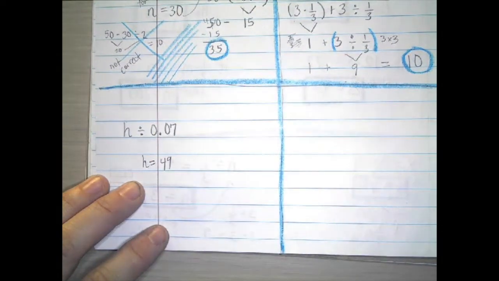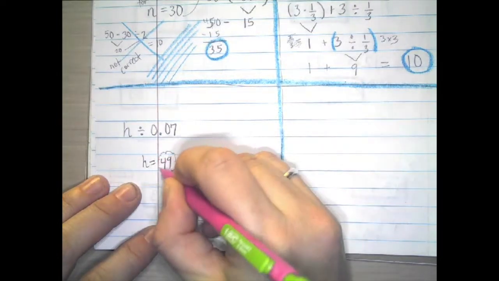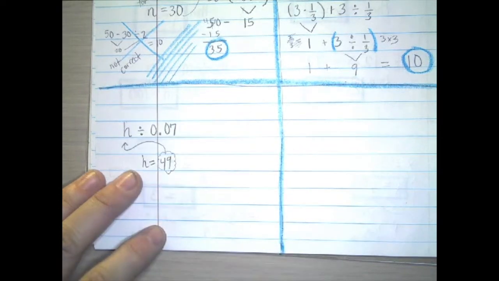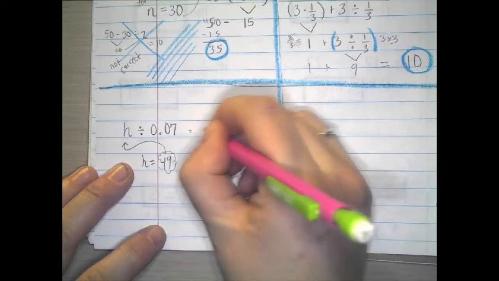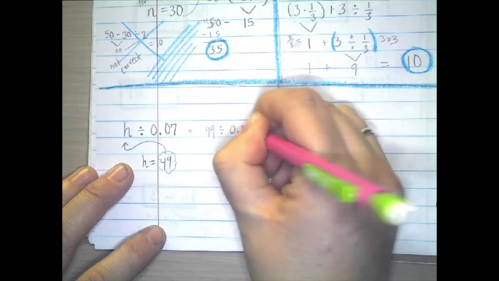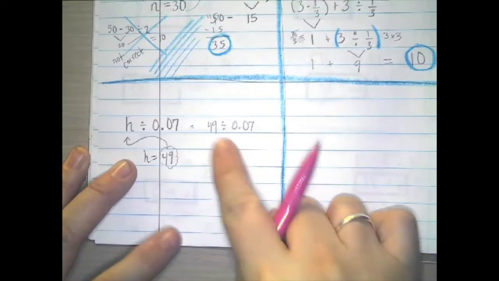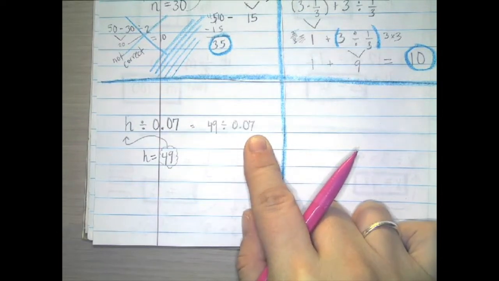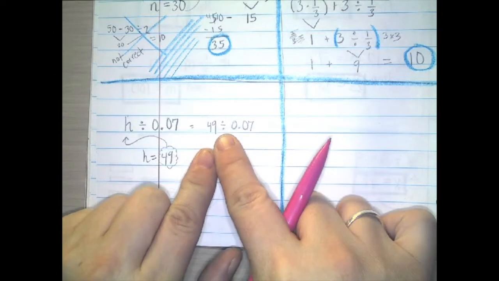So I'm just going to tell you H is 49. Okay. Then I take this number. We'll just put like a little cloud around it. And I, sing it with me, plug it in, plug it in, plug it in. So this problem now says 49 divided by 0.07. Again, we get people who stop right here and go, I don't know how to do this.